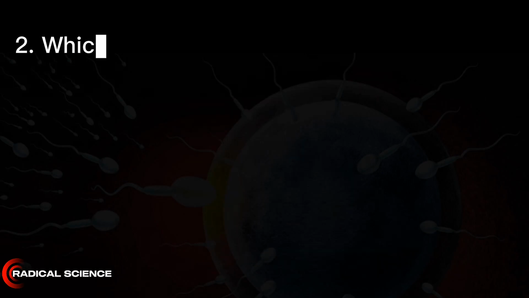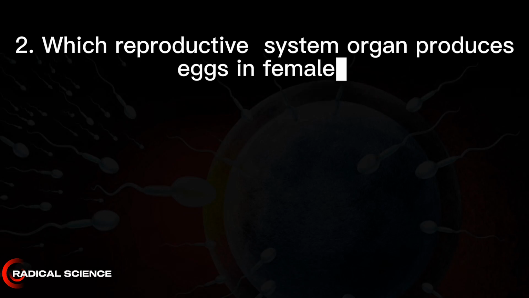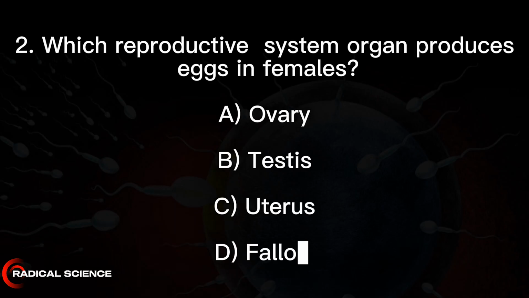Number 2. Which reproductive system organ produces eggs in females? A. Ovary. B. Testes. C. Uterus. D. Fallopian tube.